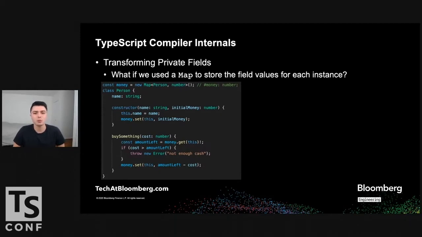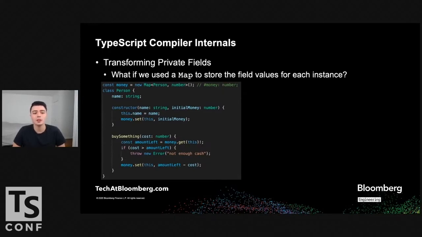Additionally, it doesn't expose additional properties on the object that let you get at the private state. What's the problem with this, though? It turns out that the map stores every single person that's ever been created, and it doesn't automatically get cleaned up.